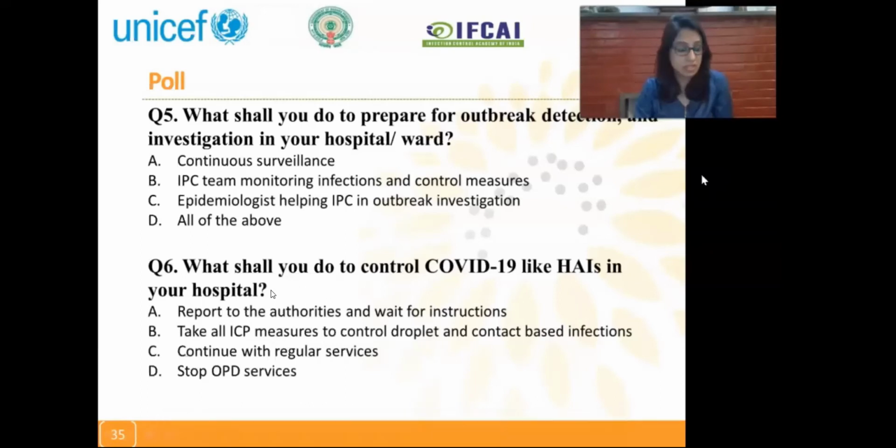Last poll for this presentation. What shall you do to prepare for outbreak detection and investigation in your hospital or ward? One is continuous surveillance, or you should form an IPC team which monitors infections and control measures in your ward and hospital. You should have an epidemiologist who should help you in the IPC team in outbreak investigation, or all of the above.